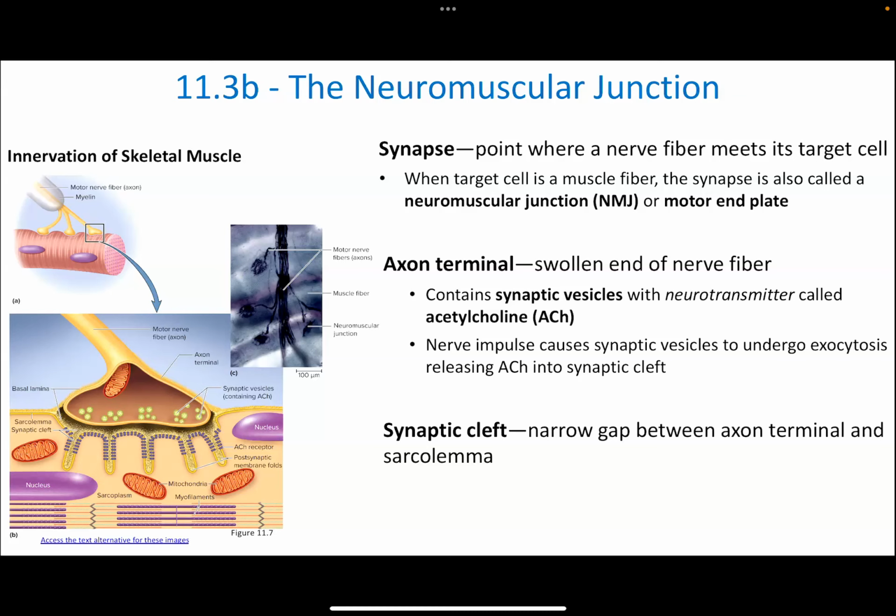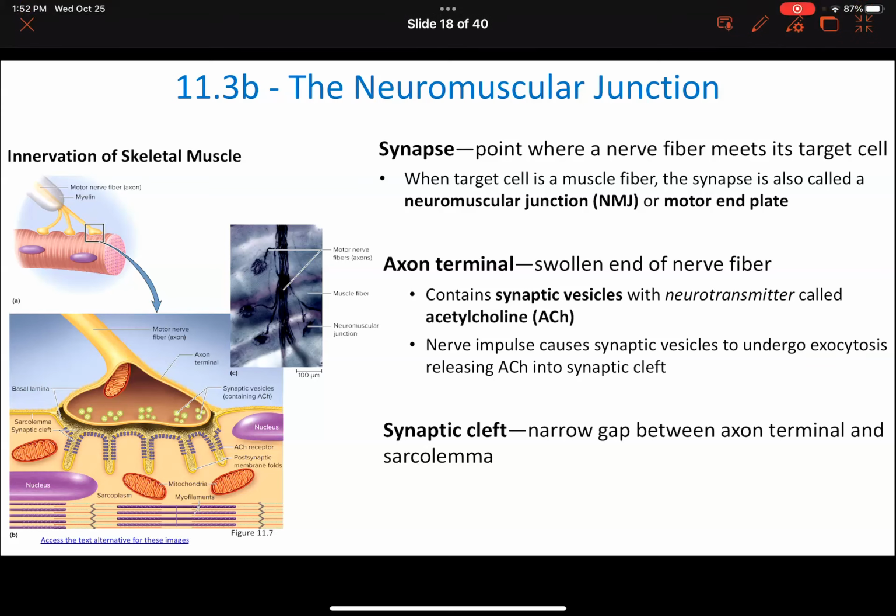The axon terminal is going to be the end part, as in terminal, of the axon. If you recall from our neuron shapes, they can have crazy shapes, but essentially they've got a cell body with dendrites off of them. They have these long axons where they send messages down, and then they have an axon terminal. And this terminal is where it's going to meet the muscle fiber. Okay, so this is what we're talking about, the terminal. It's a swollen end of a nerve fiber.